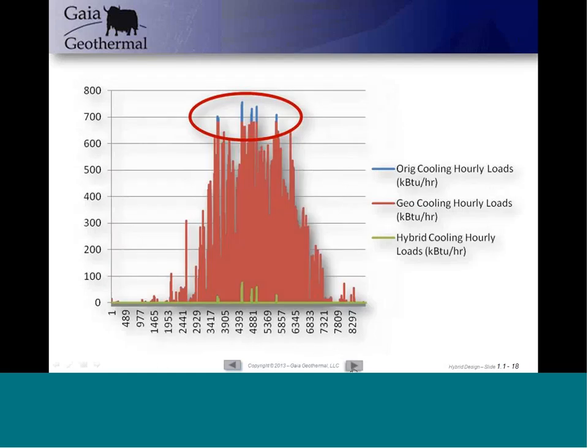And here's another way to look at it. We have our original cooling loads in blue going all the way there. Then we have our geo-cooling load after the hybrid slice in red. And then this green line down here is basically the hybrid load. The red line is the geo load, and then the red line and the green line together is the hybrid load, and then the cumulative is the blue. So you can see how this is divvied up.